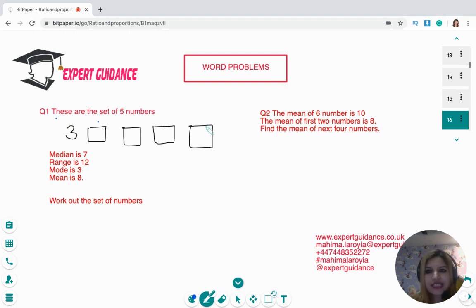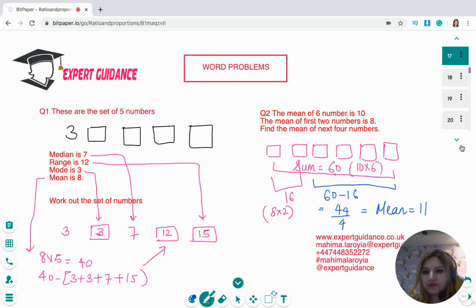Okay, so let's work through the first question. Now they say the median is 7 and we know our middle number is this one, so we have filled this as 7. Then they say the range is 12. It means that the difference between the first number and the last number is 12. So it means that the last number has to be 15, so that 15 minus 3 is 12. Then they say that the mode is 3, which means that 3 should appear more times than all the rest of the numbers. So one other number has to be 3, so that the mode becomes 3.